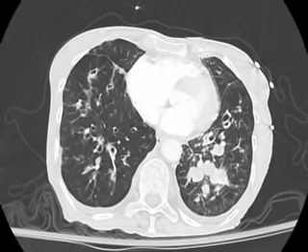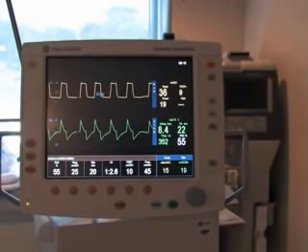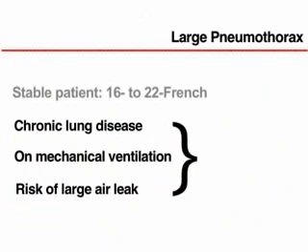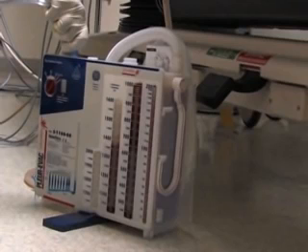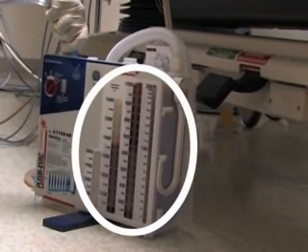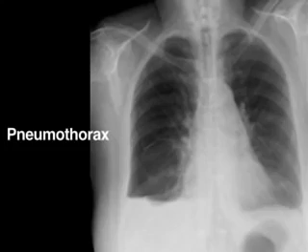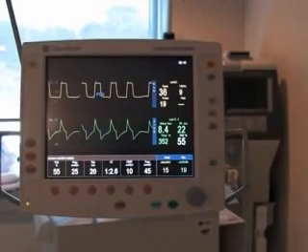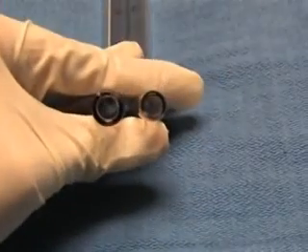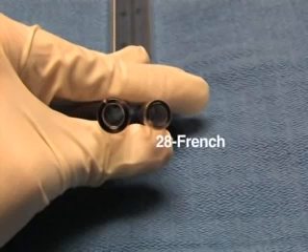However, if the patient has underlying lung disease, requires mechanical ventilation, or is anticipated to have a large air leak, larger tubes from size 24 to 28 French are recommended. In order to drain a viscous hemothorax or empyema, or to evacuate a pneumothorax in a patient receiving mechanical ventilation, larger diameter tubes sized 28 to 32 French are more often employed.